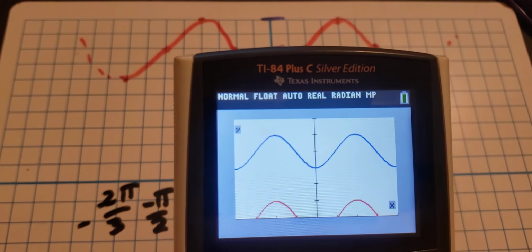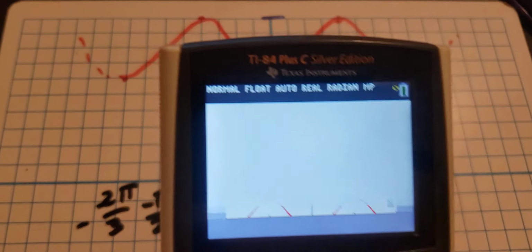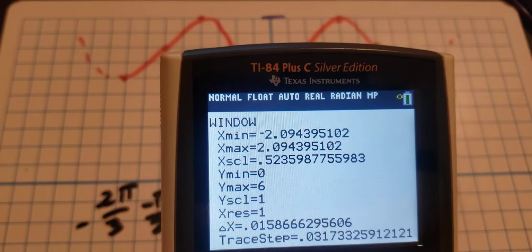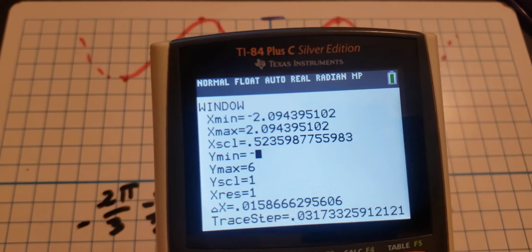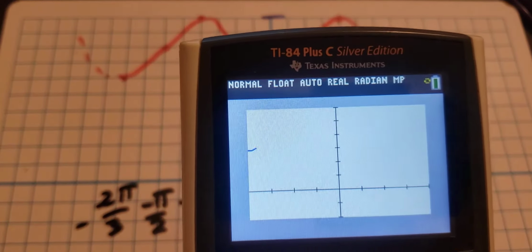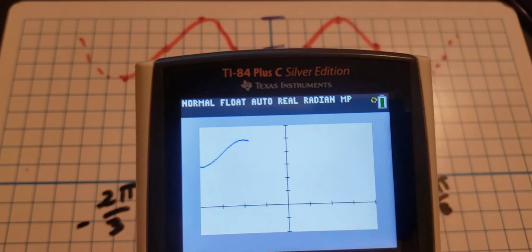So I'm going to open up my window a little bit. So now I'm going to go to window. For y min, now I want some negative values. So I'm just going to put negative 2, and I think that's more than enough. If it's not, I'll just change it.